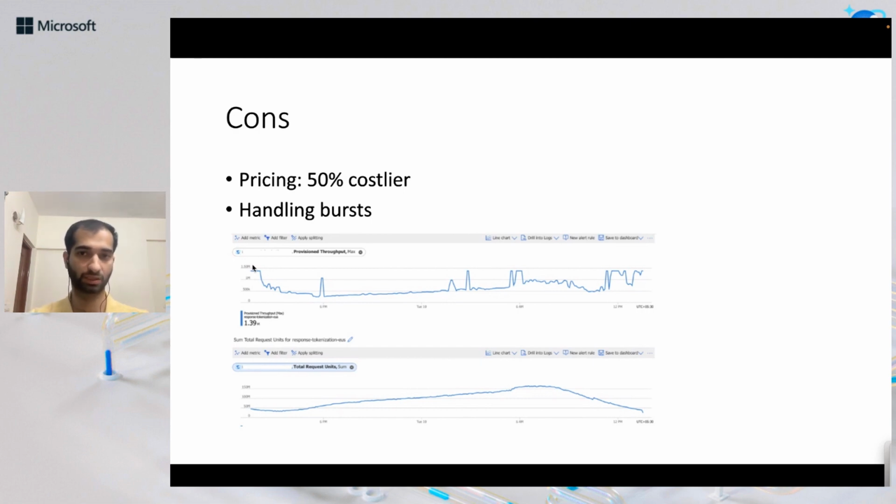Then another issue with this Azure Autoscaler is that it is not good at handling bursts. We have actually seen in production that with this Azure Autoscaler, first of all, when there is a burst in traffic, it will take some time to react, and there'll be some throttling at the beginning. Then at the end of the burst, we have also seen that it will take some time to scale down. So we end up paying extra, and basically both situations are not good.